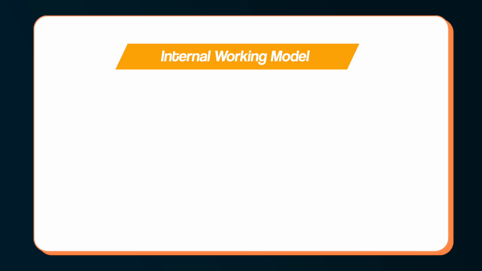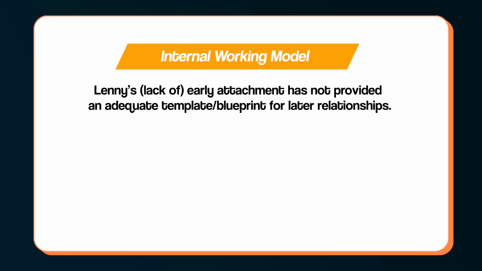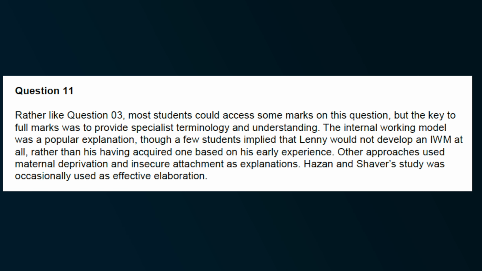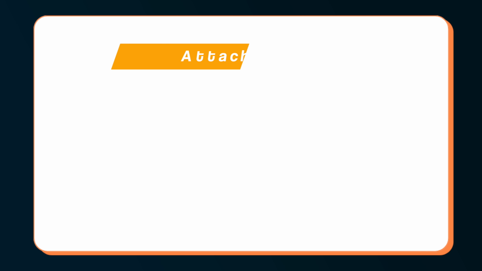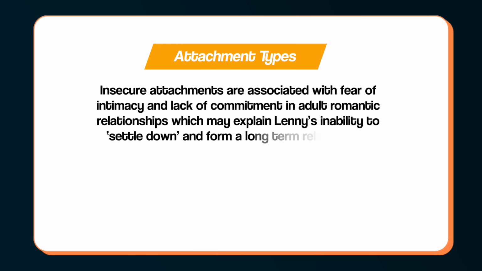In this situation, you could write that Lenny's lack of early attachment has not provided an adequate template or blueprint for later relationships. The examiner's report at this point noted a few students implied that Lenny would not develop an internal working model at all, rather than his having acquired one based on his early experience. In other words, we all form an internal working model for good or for bad. You can't not form one, according to Bowlby's theory. You could further develop your answer by writing about attachment types.